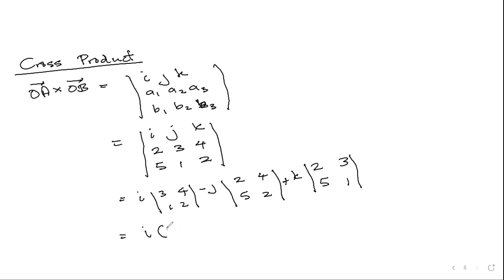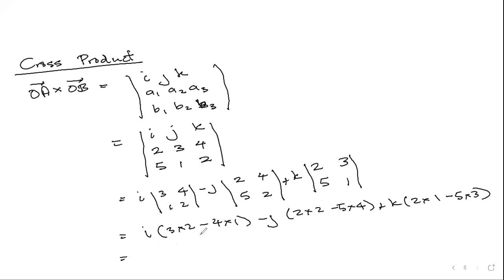So that is i times 3 times 2 minus 4 times 1, minus j, 2 times 2 minus 5 times 4, plus k, 2 times 1 minus 5 times 3. 6 minus 4 is 2. 4 minus 20 is minus 16, so that's plus 16j. Plus 2 minus 15 is minus 13.